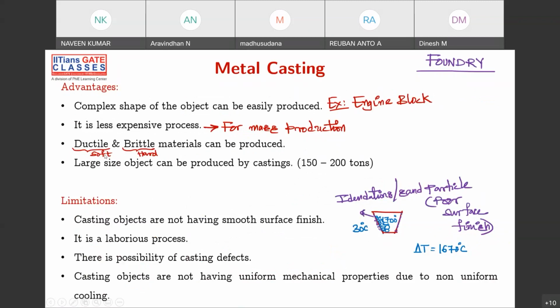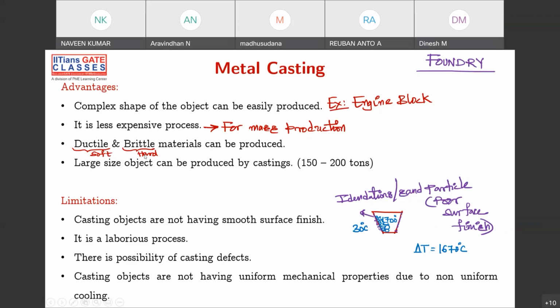Ductile material means soft, brittle material means hard. Why ductile is soft, why brittle is hard, why fast cooling produces brittle materials, why slow cooling produces ductile materials, all these things we'll be discussing in the coming slides, because that comes under solidification. If you are solidifying slowly, the temperature difference is not very high, so it will solidify slowly. Some long columnar structures, dendritic structures will form, and then it will become soft.